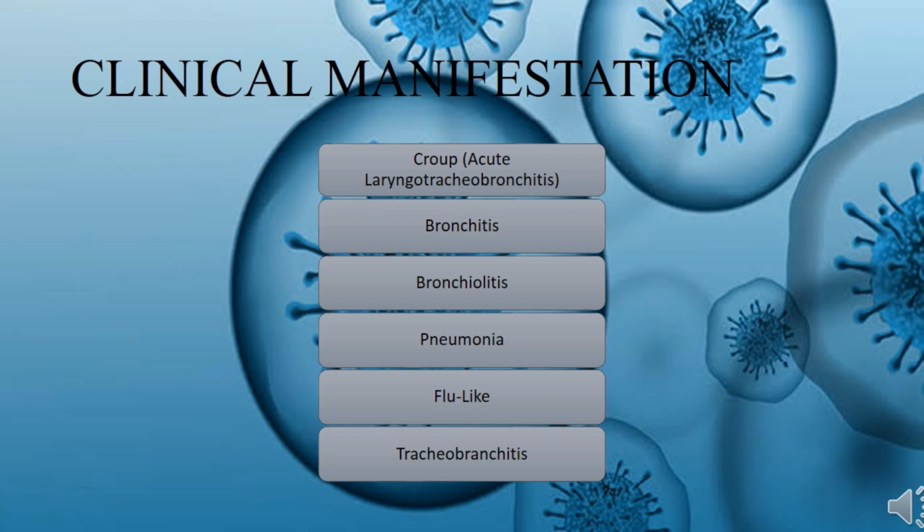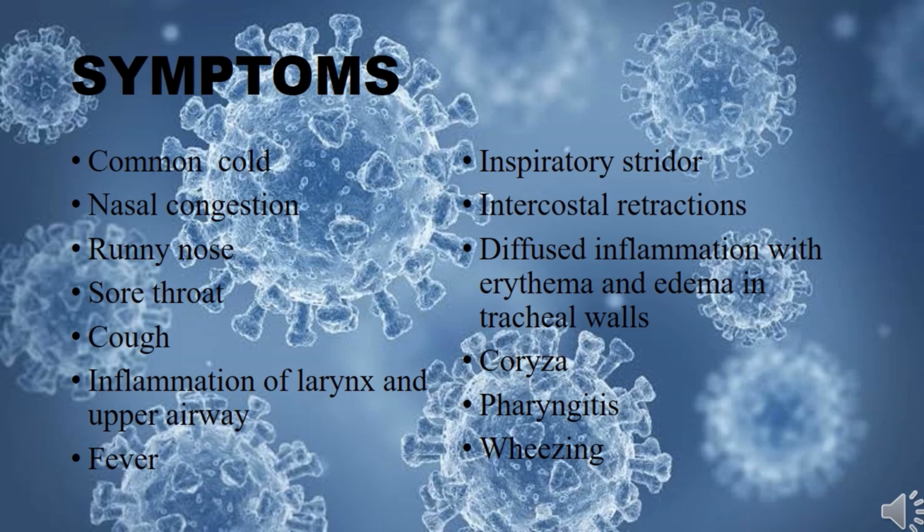Older children and adults generally experience milder infection than those seen in young children, although pneumonia may occur in elderly persons. Most children recover within 48 hours. The symptoms of parainfluenza virus include common cold, nasal congestion, runny nose, sore throat, cough, inflammation of larynx and upper airway, fever, inspiratory stridor, intercostal retraction, diffuse inflammation with erythema and edema in the tracheal walls, coryza, pharyngitis and wheezing.